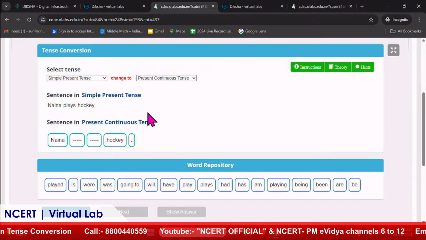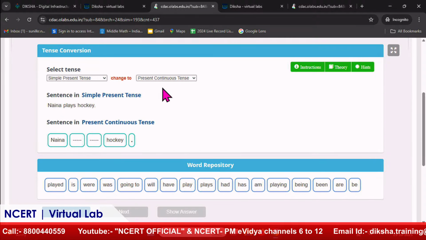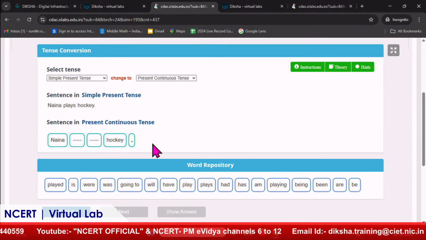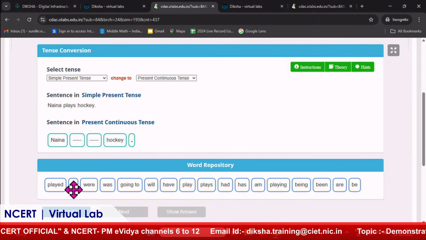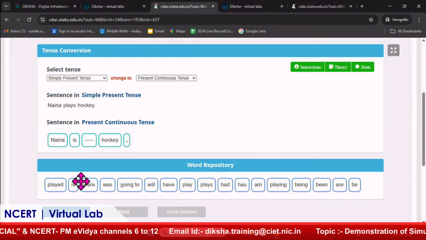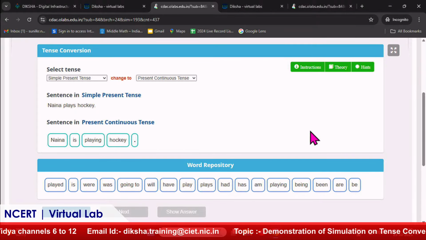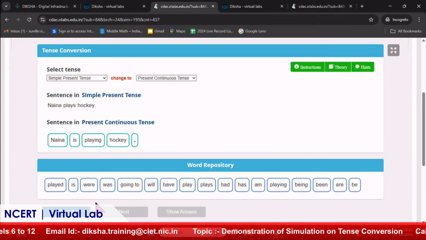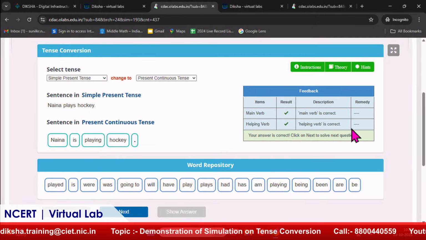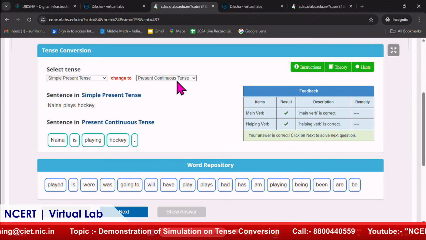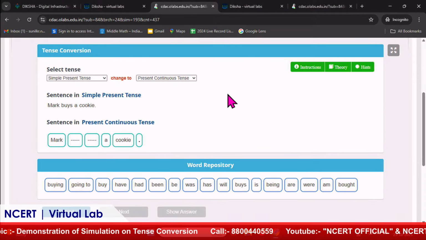So Naina plays hockey. We have to convert it to present continuous tense. So what should it be? Naina is playing hockey. Okay. So we have to put the continuous form of it, playing hockey. This is a moment in time in the present, and the action is ongoing. Then you submit and it gives you feedback. The main verb is correct and the helping verb is correct. All right, let's take the next example for the next tense.